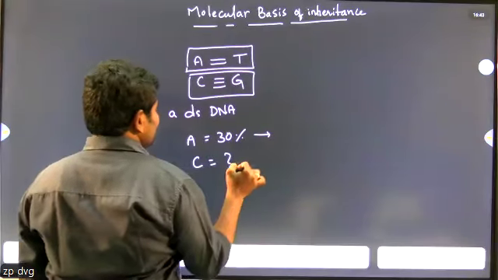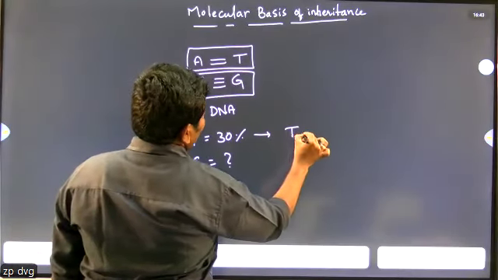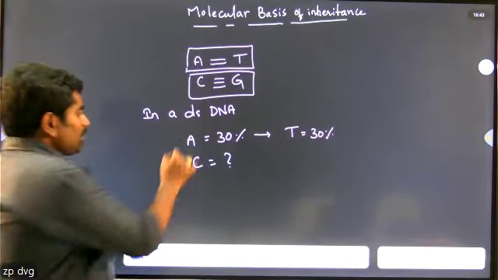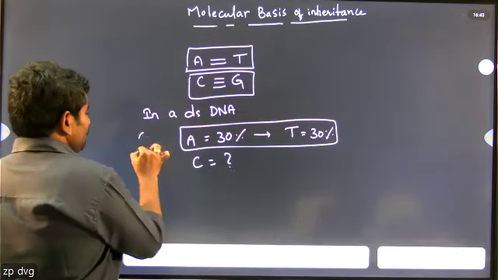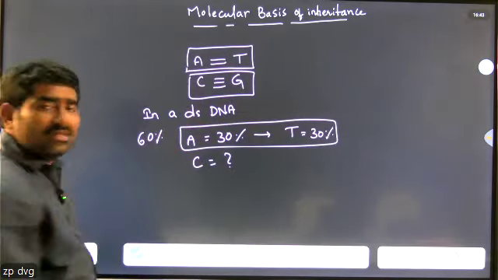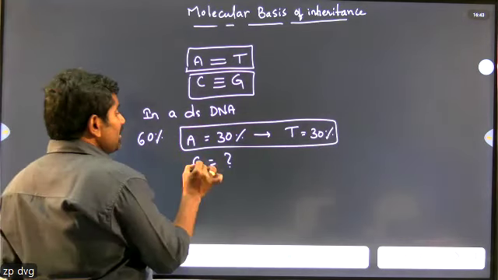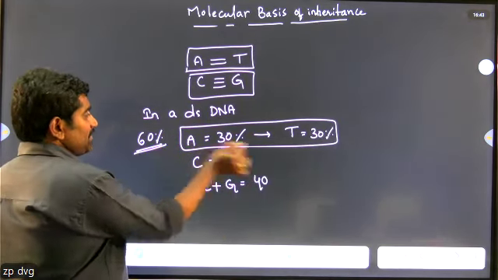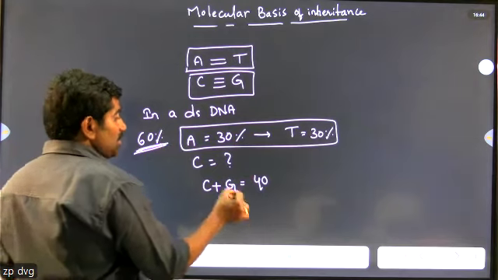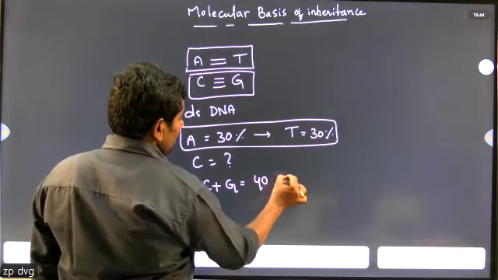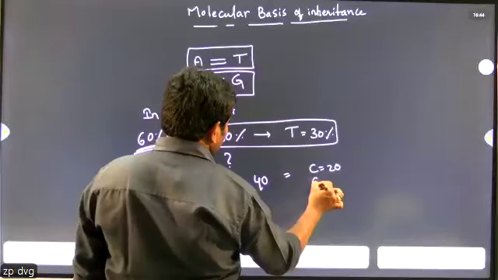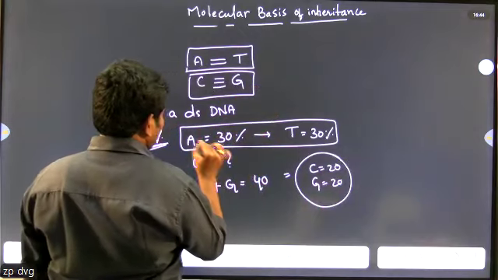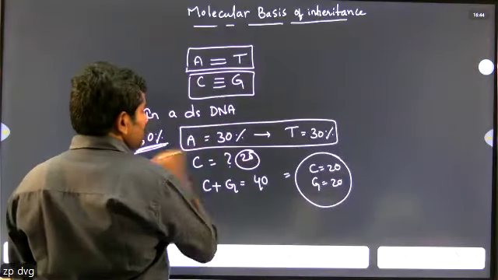So this is 30%. Adenine 30% means thymine also will be 30%. So 30 plus 30 equals 60%, right? So A plus T is 60%. And cytosine plus guanine will be the remaining 40%. That 40% is C plus G, and totally C equals 20, G equals 20. That is the answer. So the cytosine percentage, if adenine is 30%, is 20.